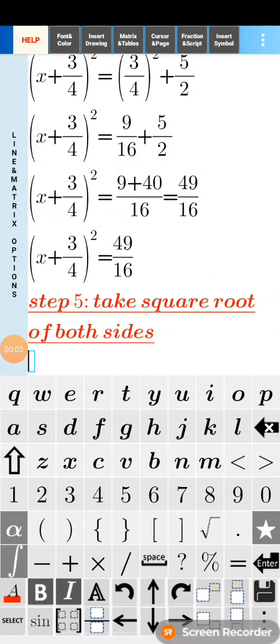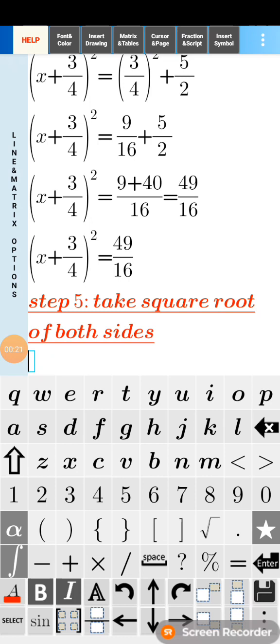Okay, welcome back from that short break. Now the next thing we do is to write out our question and the solution, which is open brackets x plus 3 over 4 close bracket square equal to 49 over 16. That is the next solution we have now.